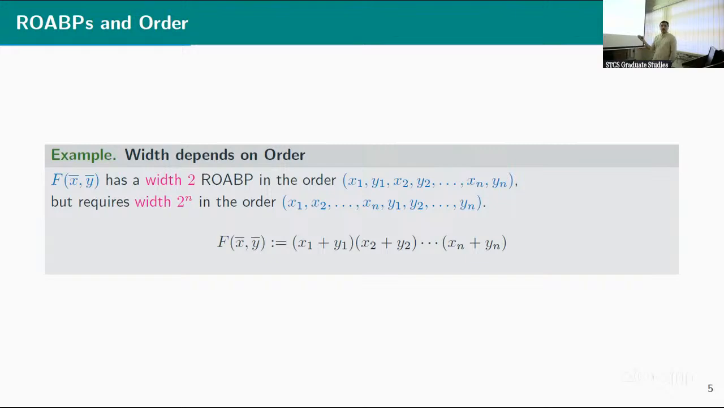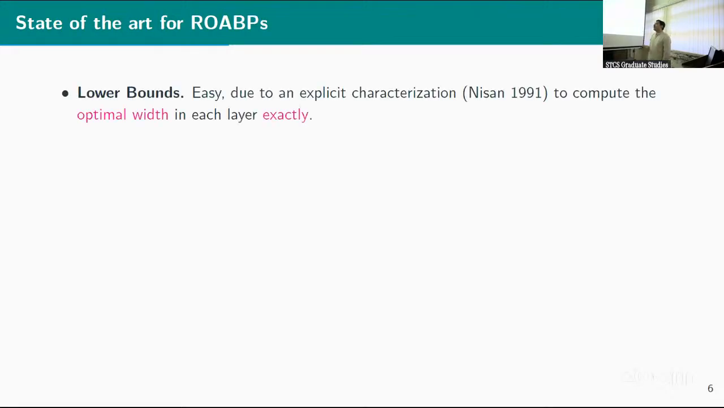So this example is clear. Okay. So now what is known for ROABPs? It turns out that the width of an ROABP for any polynomial can be computed exactly. Once you tell me what the polynomial is, in the sense you can tell me what the coefficients are and so on, there is a way which I'll get to later. You can compute exactly what the width of an optimal ROABP for your polynomial is in each layer. You can tell how many vertices are in each layer exactly, no constants, nothing. So this makes lower bounds easy and therefore not interesting.